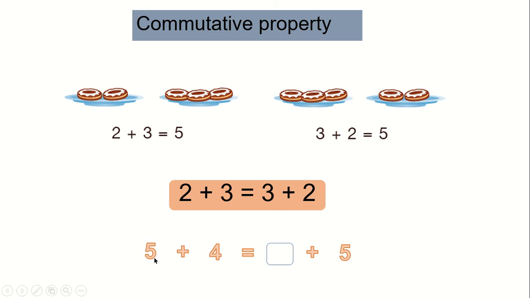Look at this. We have got 5 plus 4. 5 plus 4 is equal to, what number should be this when we use the commutative property? 5 plus 4 equals, yes, 4 plus 5. Very good. Okay.